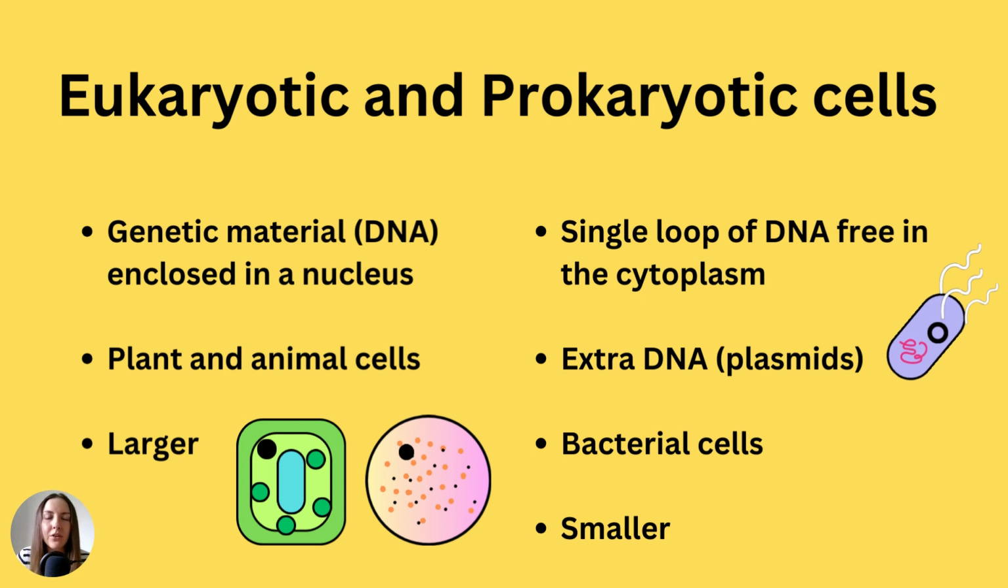bigger than prokaryotic cells. Now, prokaryotic cells, these are cells which do not have a nucleus. Instead, their DNA is found free within the cytoplasm. They also have extra bits of DNA called plasmids. And like I say, they are smaller than eukaryotic cells. We're talking 0.1 to 5 micrometers in diameter.